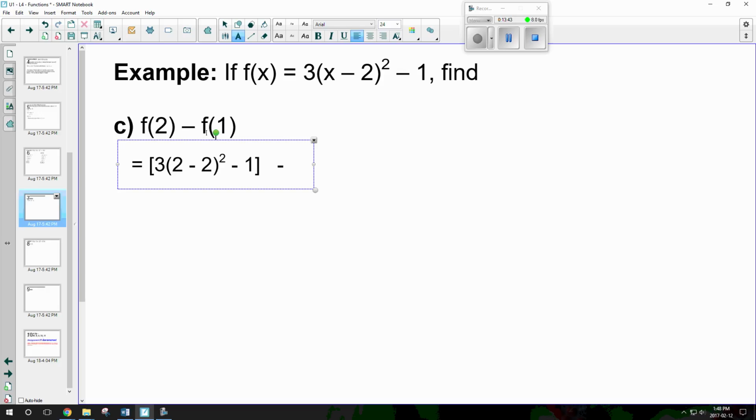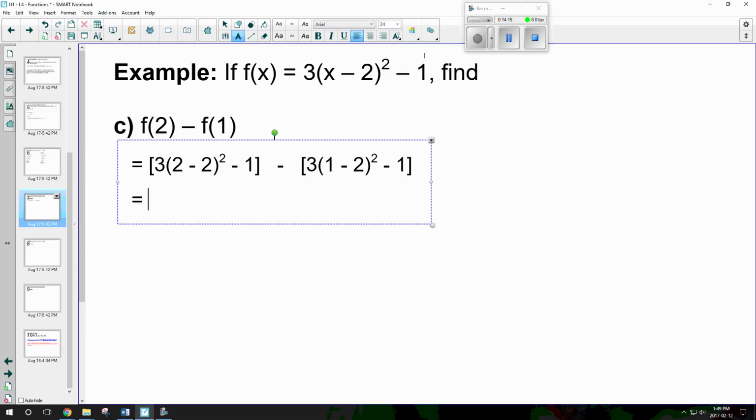Then we have our minus sign. And then we need to find the value of f at 1. Again, in square brackets, we're going to take our function and plug in the value of x equal to 1. So we have 3 bracket 1 minus 2, squared, minus 1, and then end off our bracket. You could also do this piece by piece off to the side if you like.